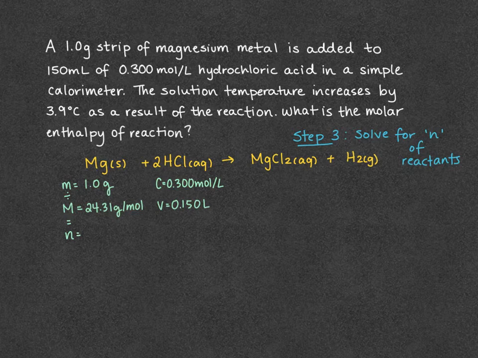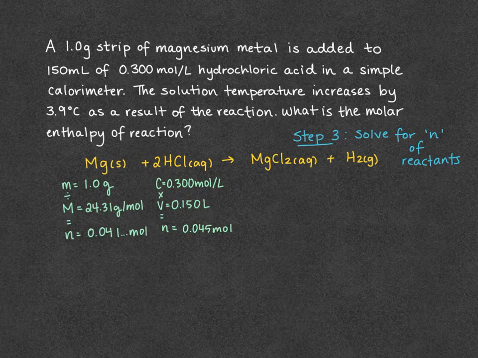Here, our number of moles is 0.041 moles of magnesium. For solutions, concentration times volume will give us moles. So 0.3 times 0.15, and we get 0.045 moles of HCl. This is not a comparable number. We cannot compare these numbers directly because they have different coefficients. We need twice as much HCl as we do magnesium.